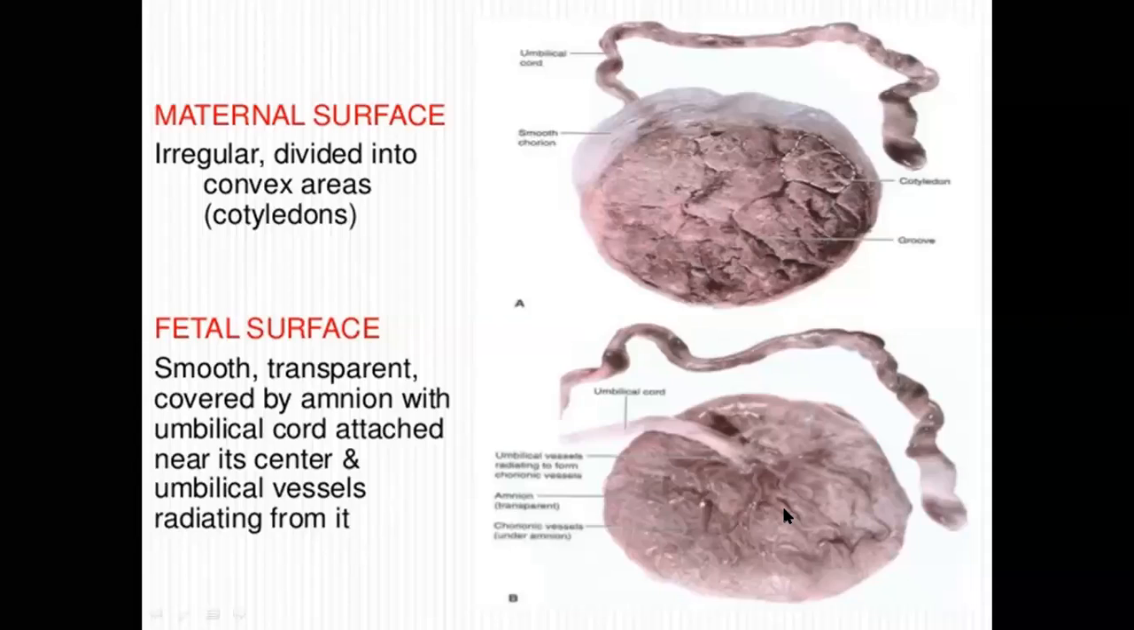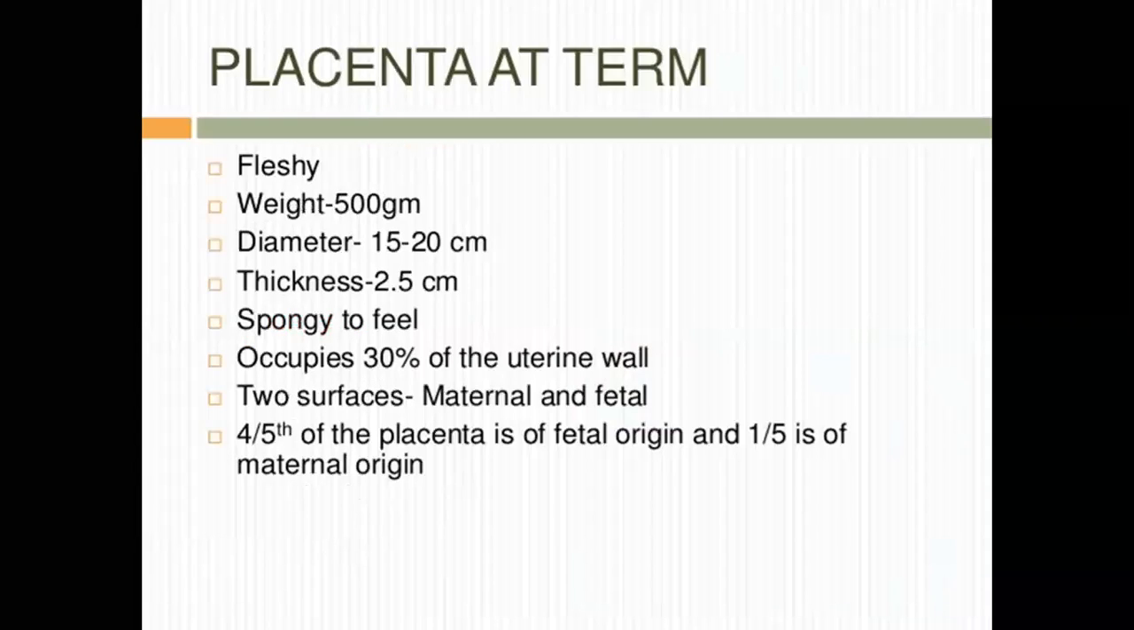Placenta is an important question, a short note question, but important. The weight, when you see the placenta, is almost 500 grams, and its diameter is 15 to 20 centimeters. The thickness is 2.5 centimeters. If you feel it, it is spongy. Its consistency is spongy, and it occupies almost 30% of the uterine wall. As I told you, the two surfaces are there, maternal surface and fetal surface. Four-fifths of the placenta is fetal in origin, and only one-fifth is of maternal origin.